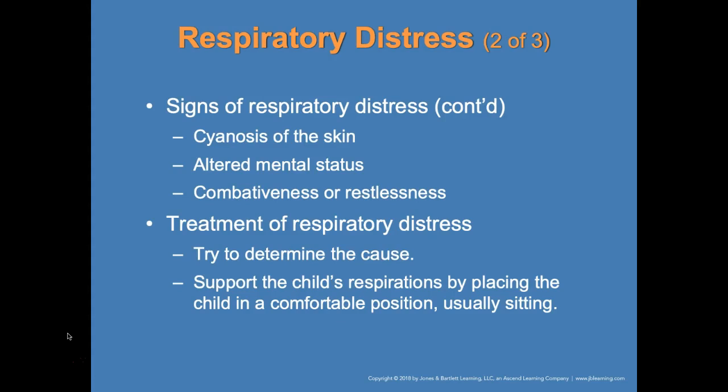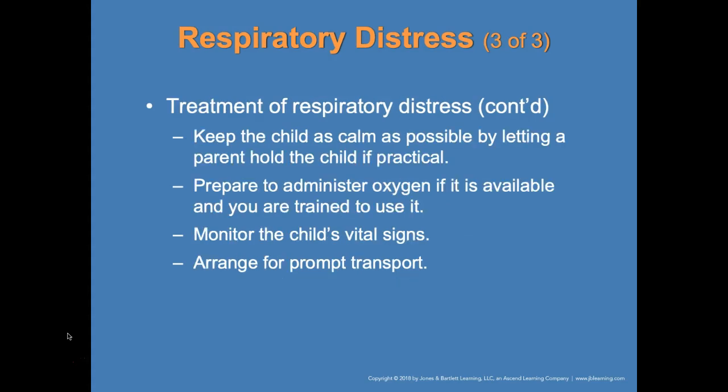Our treatment for respiratory distress is to try to determine the cause. We want to support the child's respirations by placing the child in a comfortable position. This is usually going to be sitting. We're going to try and keep that child as calm as possible. We're going to let the parent hold them if we can. Be prepared to administer oxygen if we're trained to use it. We want to monitor the child's vital signs and arrange for prompt transport.